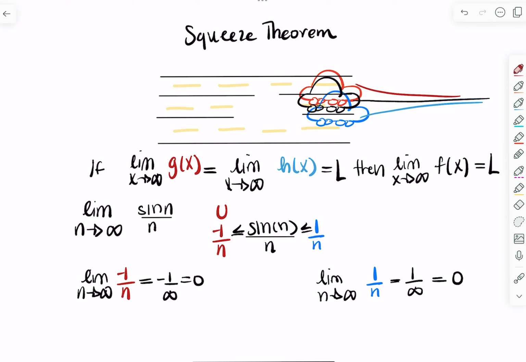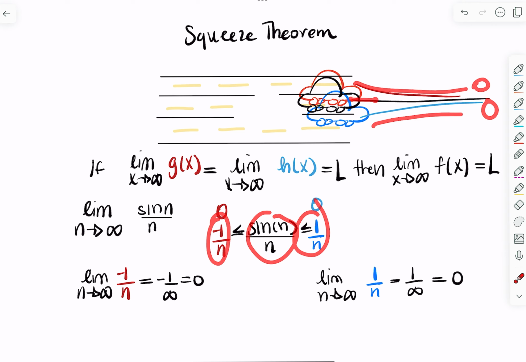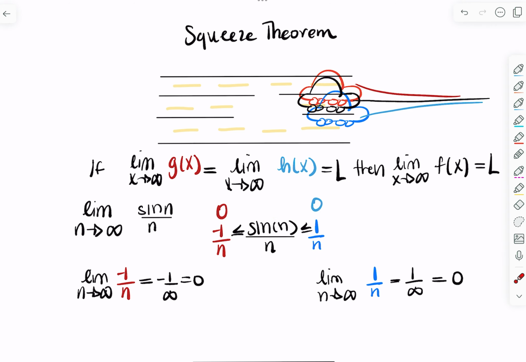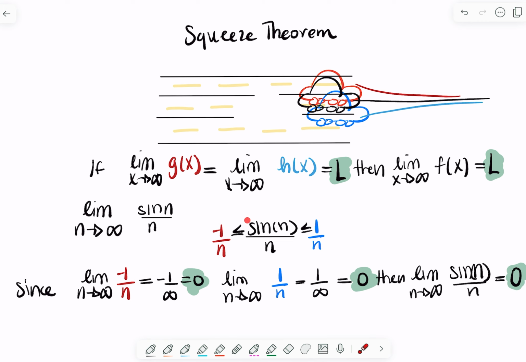So now, since the limit of this is 0, and the limit of this is 0, and this function is stuck in between these, and both of these are going to 0, what do you think that means for the function in between? It's also going to have to go to 0. It's squeezed between these 2 cars, so it has to follow where they're going. If they're both going in the same direction, the black car is going to be forced to go in that same direction. So by the squeeze theorem, we can conclude that the limit of our function is equal to 0.